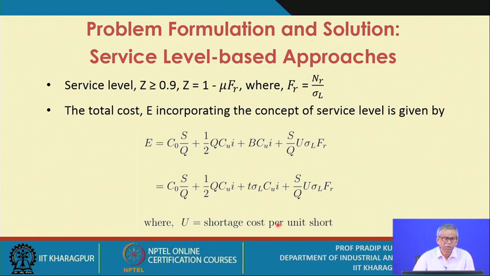Once the distribution characteristics are known, and for a given demand distribution you know the expression for NR, that is the expected number of units short, our next step will be to develop the total relevant cost equation. Now here what we try to do is opt for the exact method of analysis.